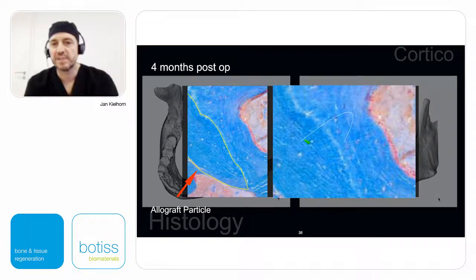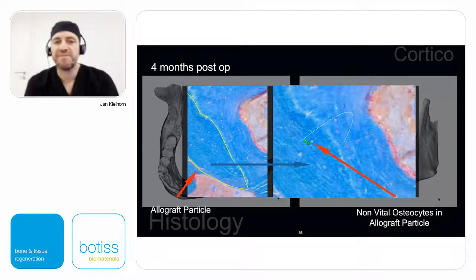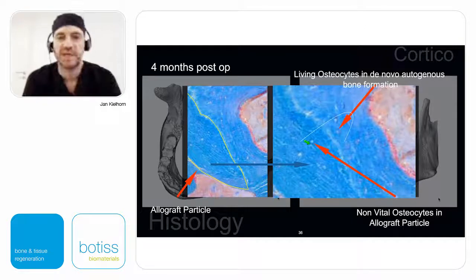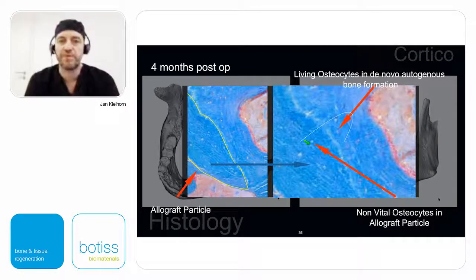You will see, of course, empty osteocytes, non-vital osteocytes, but right next to it, you will see vital osteocytes containing a blood vessel, and that is de novo autogenous bone formation. So you see those particles are integrated completely, with no separation of soft tissue, granular tissue, or else. They are perfectly integrated and give a lot of stability, and you still got the vitality of the de novo bone formation.